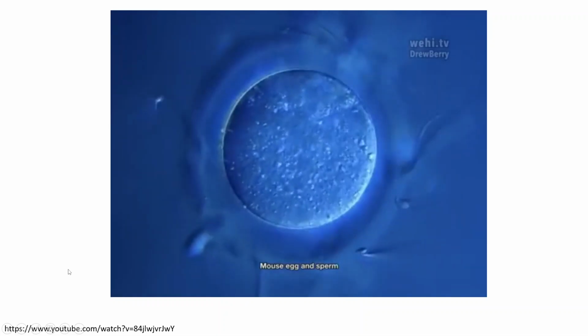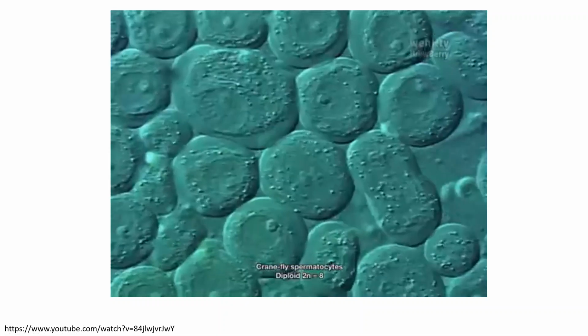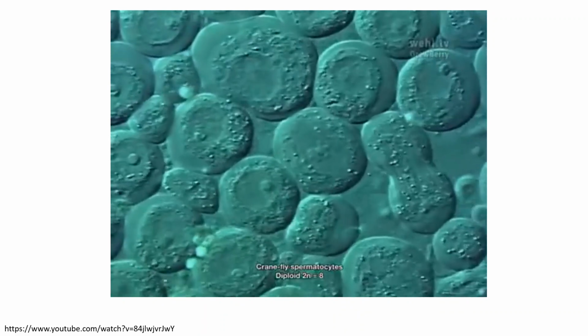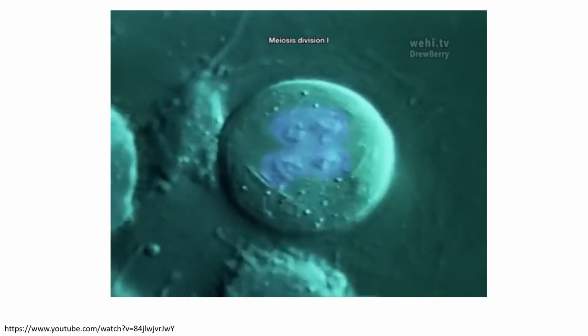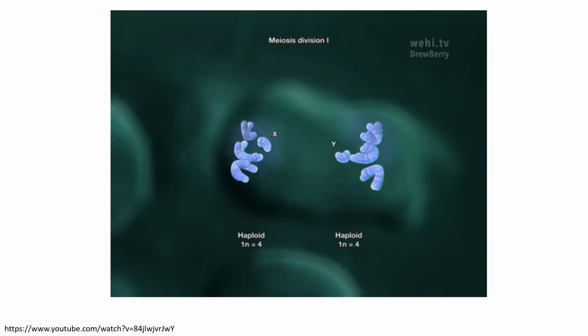Meiosis is a special type of cell division necessary for sexual reproduction. These are sperm-producing cells of a male crane fly, a species with only 8 chromosomes per cell. During meiosis, the cell divides twice, producing 4 haploid cells containing 1 copy of each chromosome. The first meiosis division separates pairs of homologous chromosomes, creating 2 haploid cells with only 1 set of chromosomes.